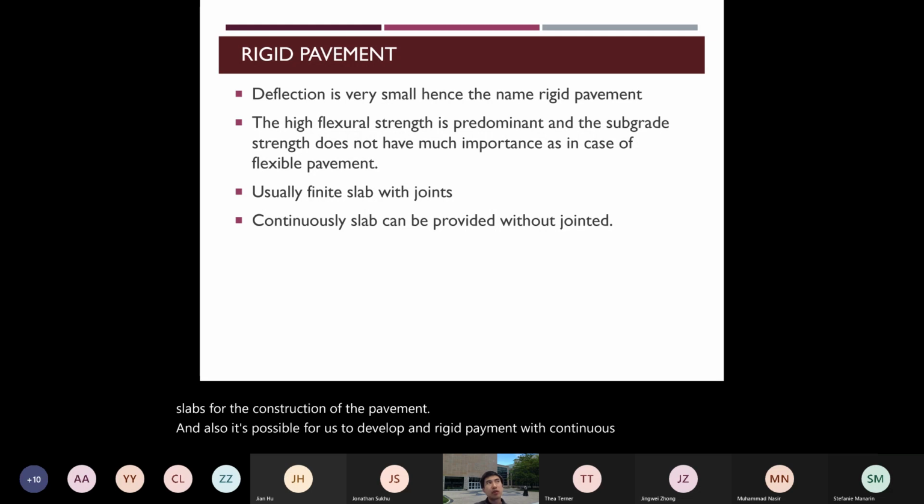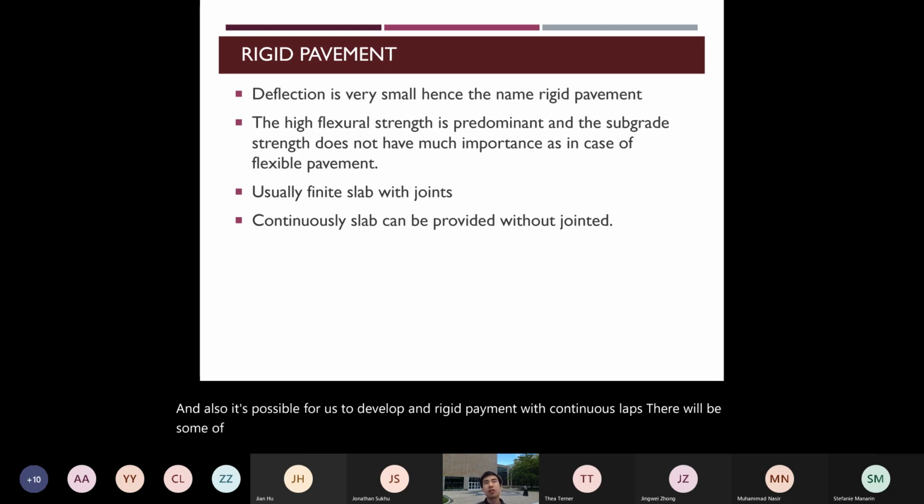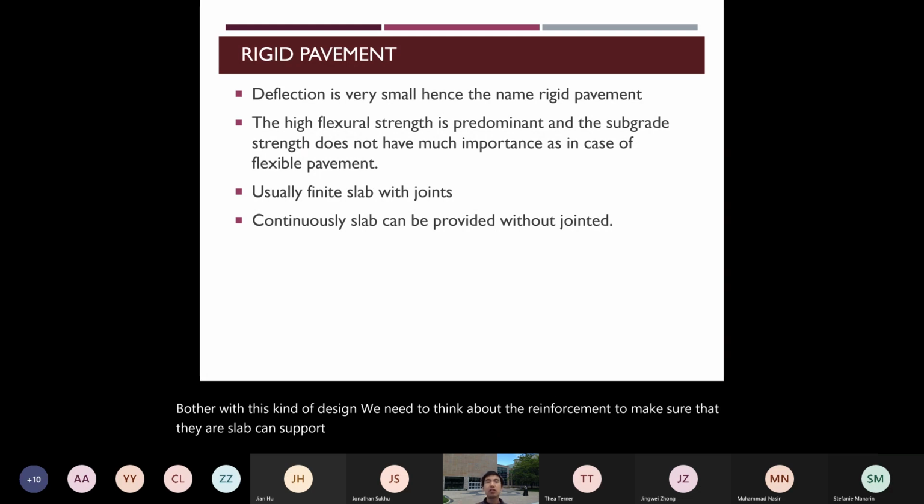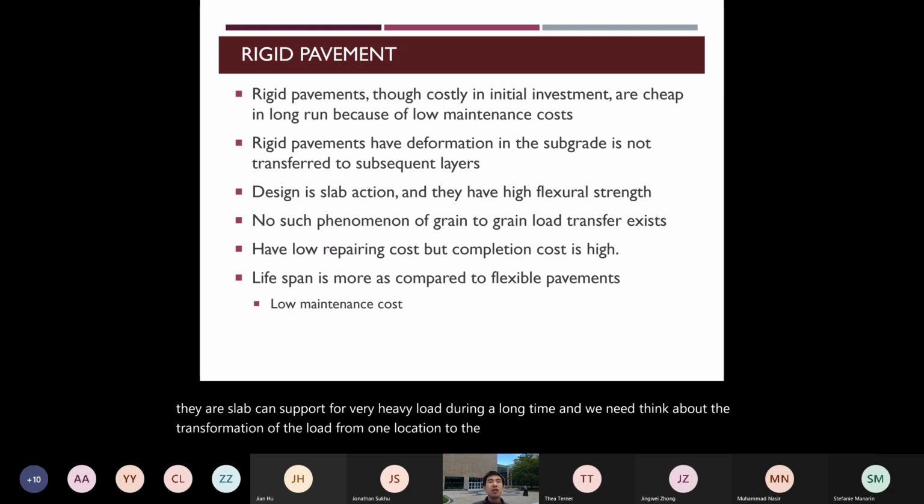That will be some of the continuous Portland cement materials during the construction. But with this kind of design, we need to think about the reinforcement to make sure that the slab can support very heavy load during a long time. And we need to think about the transformation of the load from one location to the next one.